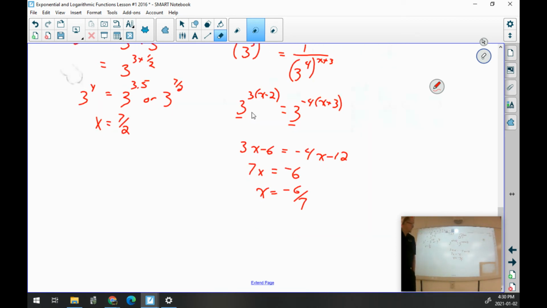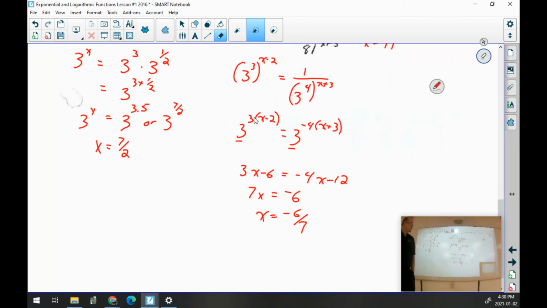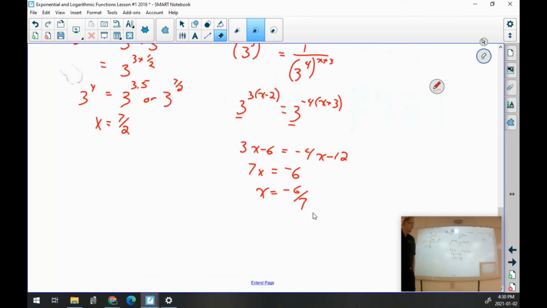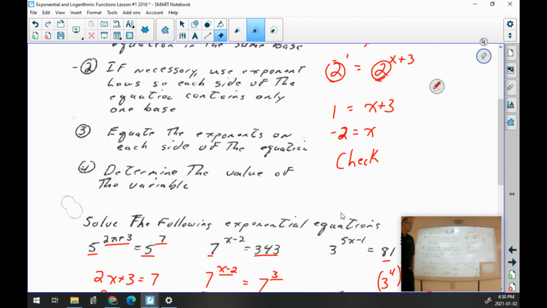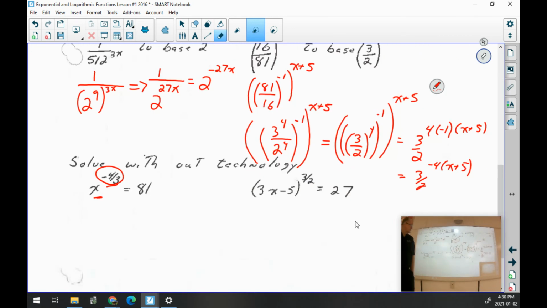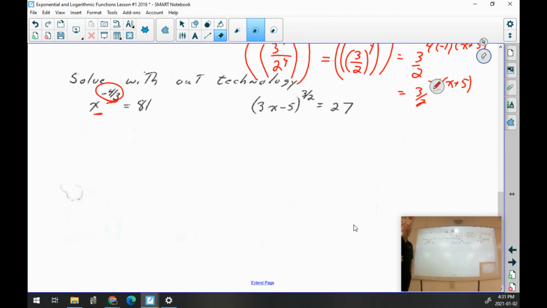I don't have a calculator handy on me, so I'm not going to. Fractions kind of do annoy me sometimes. Now, that's our solving exponential equations. Let's just go back to do a review of solving these rational exponent equations here.